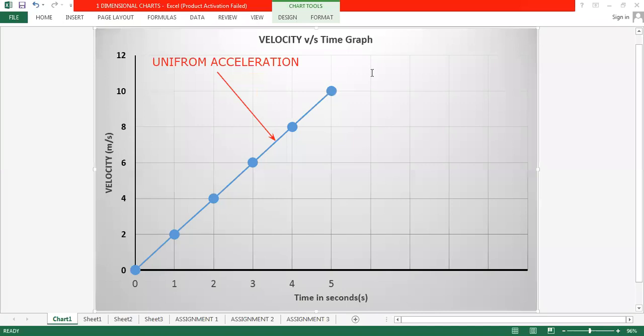Remember, this is a question, all of you, please answer this question. What was this line representing in a displacement time graph? What was that line representing in a displacement time graph?